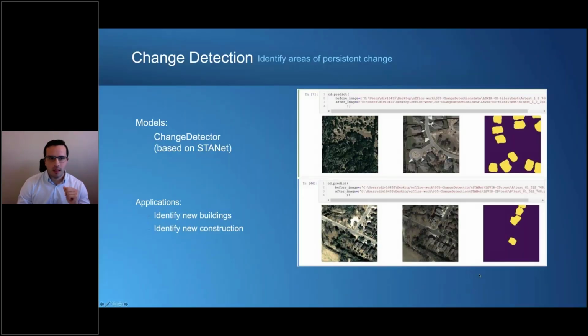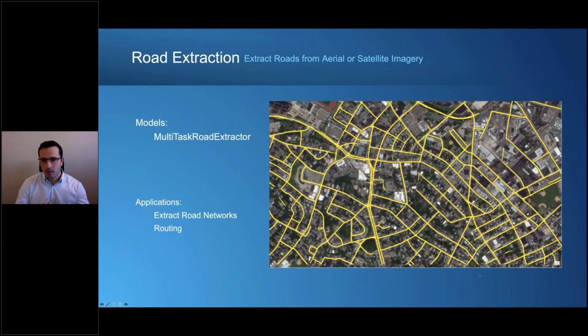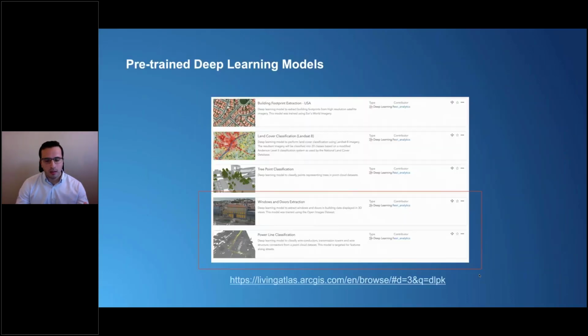So that was the change detection model that we have. We have another neural network for road extraction. So this is a specific neural network, very good at extracting roads. So again, you can use this in the Python API and train it with some data and then have good results with road extraction.